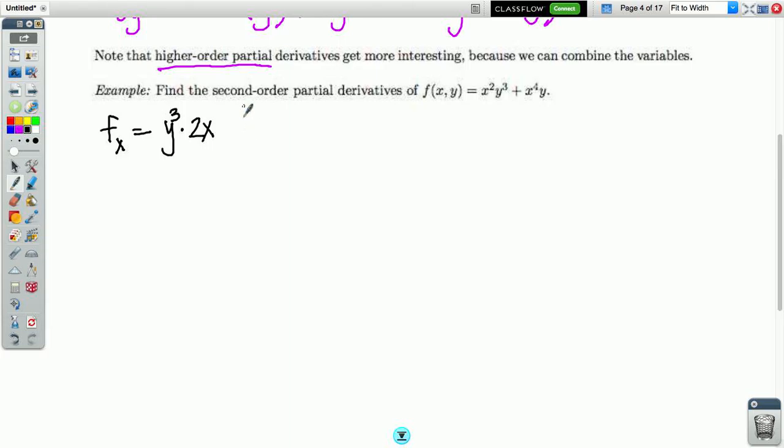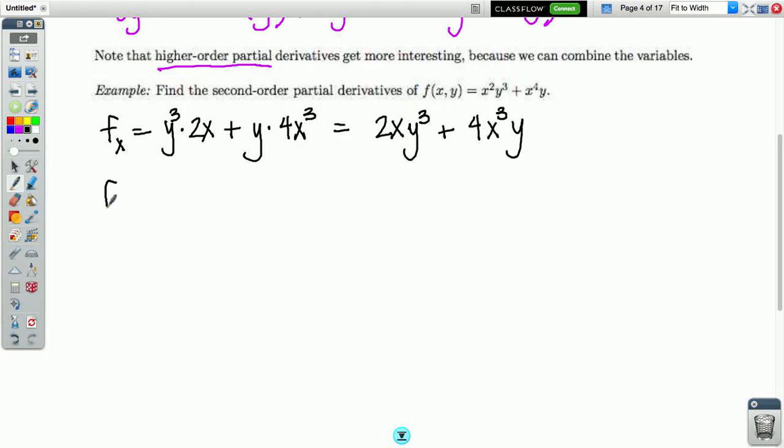So y cubed times 2x, plus, and then same thing here, the y is a constant, so I'm going to write that there, and then 4x cubed. And when I simplify this, I get 2xy cubed, plus 4x cubed y.